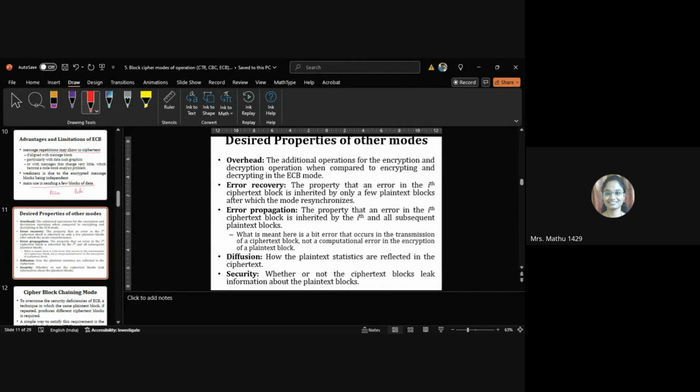So instead of that, we need to do some additional operations both in the encryption and decryption, so that the ciphertext that we are receiving would be more secure. So we need some additional operations in both the encryption as well as decryption. That is what is desired in the other modes that we are going to discuss.